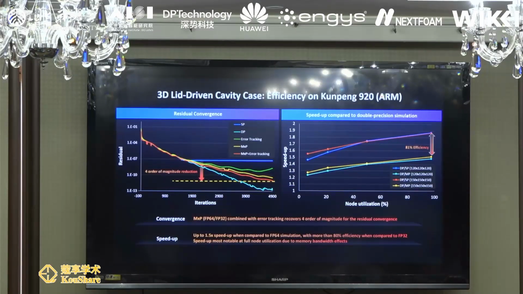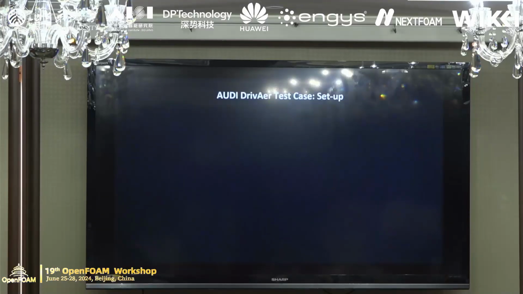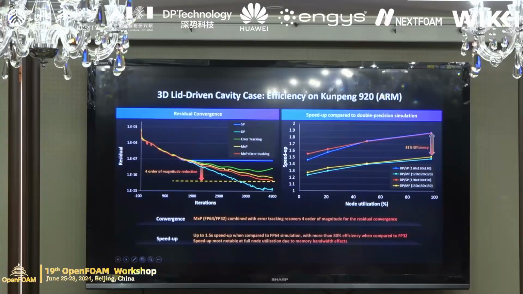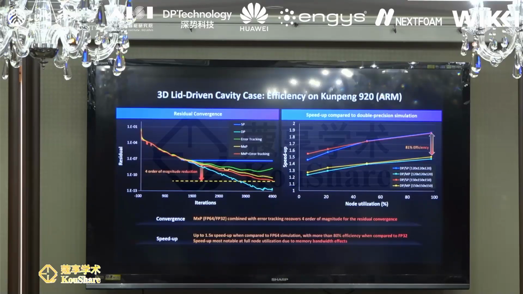So the top 2 lines show the speedup that you get by running the solver purely in single precision compared to double precision. On a full node utilization, you get close to 2x speedup when you're using pure single precision compared to double precision. The mixed precision results are the 2 bottom lines. So we get about 1.5x speedup with full node utilization, which shows about 80% efficiency compared to the single precision. So what's important to remember is that we get 80% efficiency compared to the single precision, but with the accuracy much closer to the double precision simulation.